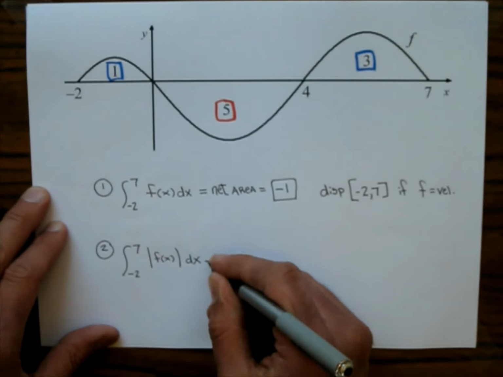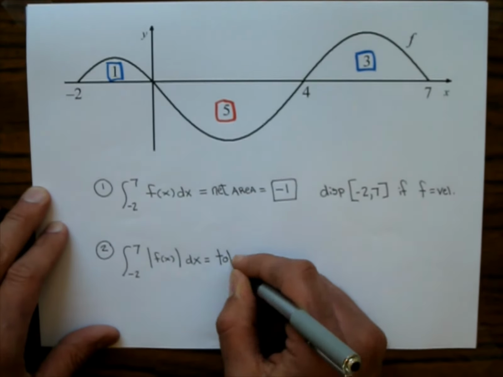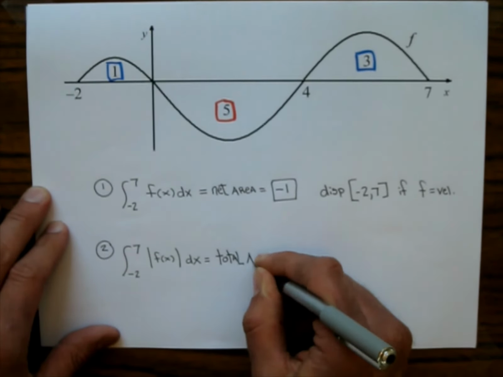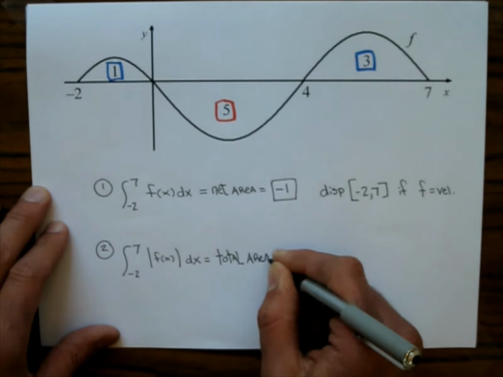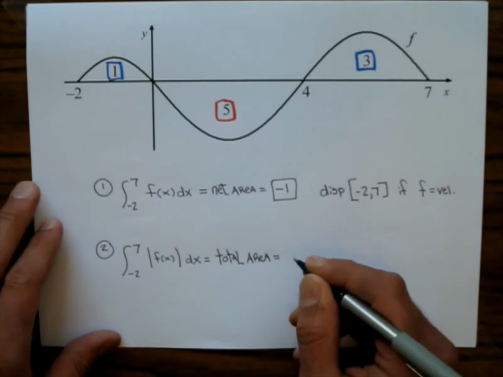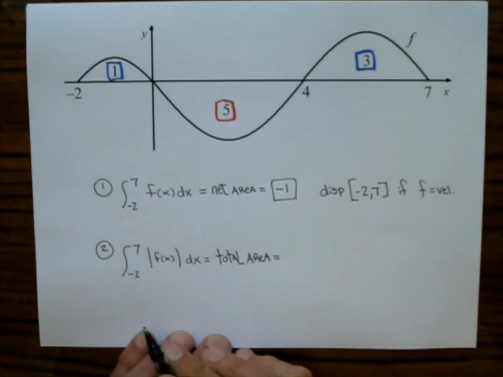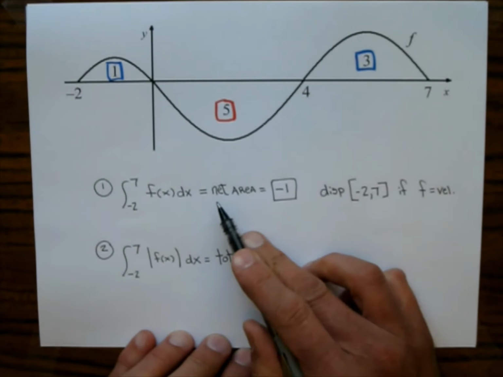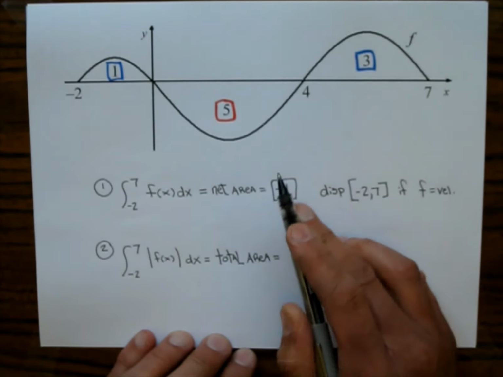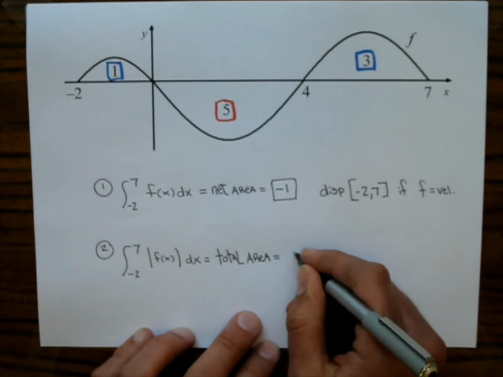So this is sometimes called the total area in that interval. Sometimes, and I think your book just calls it the area. Okay, so it's the area from -2 to 7. So there's a difference between net area and total area, and we are going to add that up. We end up getting 9.